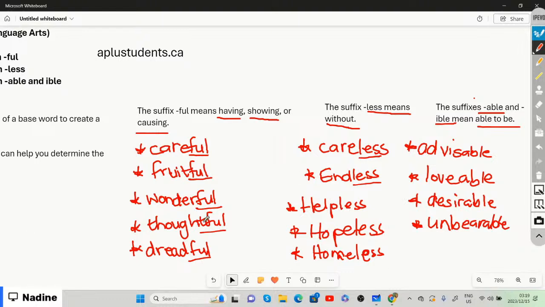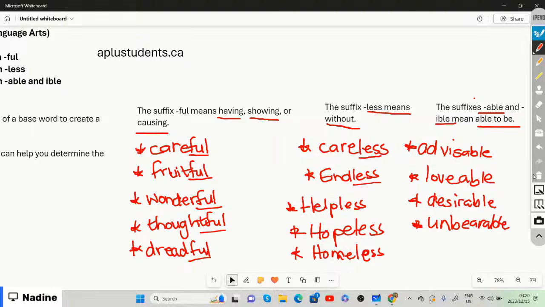And these are a few examples, once again, of words with full, which is having or showing or causing. It's even full of. Suffixes with less, which means without. So careless is without care, endless without end. And suffixes with able, right? Meaning it is the ability to. So the ability to be, right?